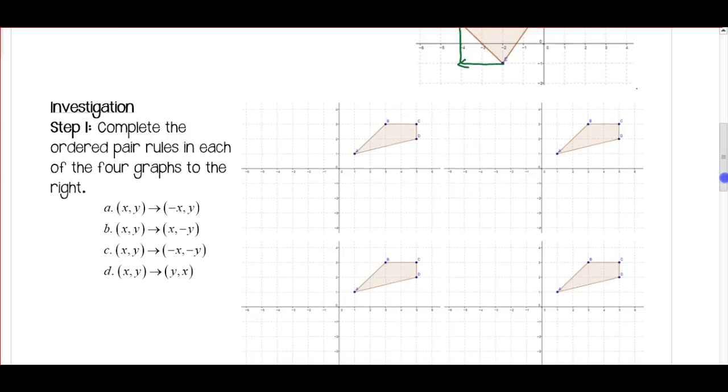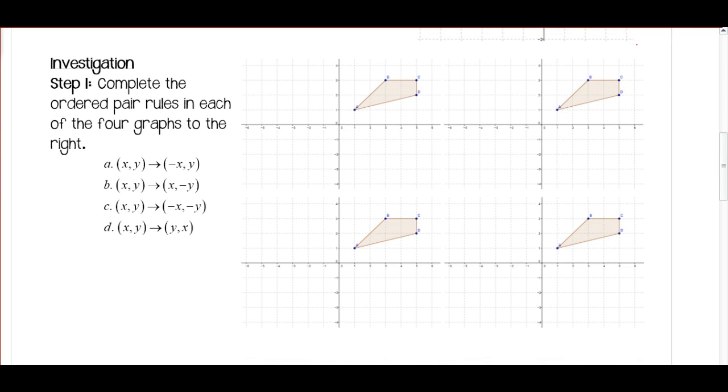Let's take a look at an investigation. At some point you may want to pause the video and work on these 4 parts here. This is going to be for A. This one is going to be for B. And this one will be for C. And then this one for D. What we're going to do is complete the ordered pair rules in each of the 4 graphs to the right.